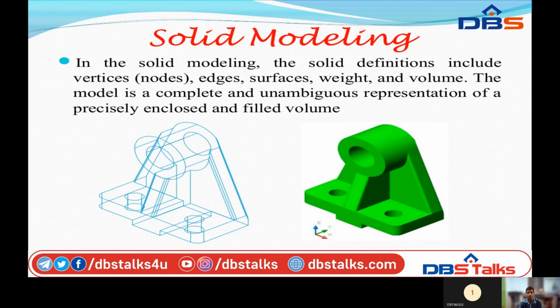Next, coming to solid modeling. In solid modeling, the entire structure is built by joining volume or space. Here we are adding vertices, edges, surfaces, volume, etc., but the entire structure looks like joined volume or space. It is an unambiguous representation of a precisely enclosed and filled volume. As I said previously about solid modeling, we are adding volume or space here.